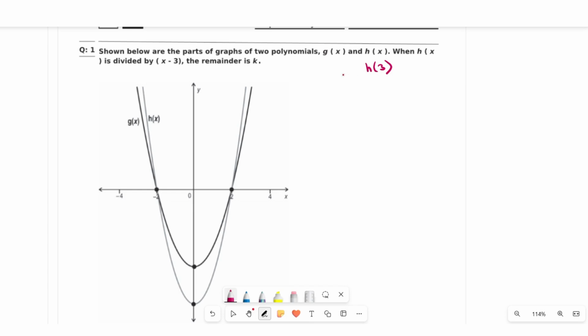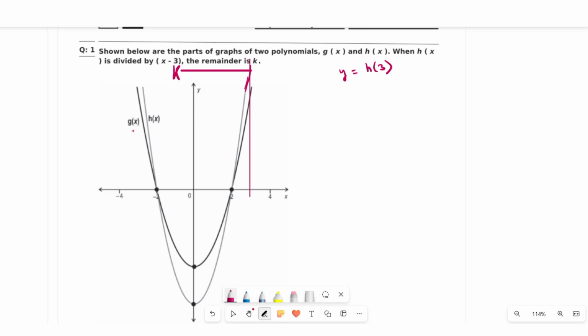Now what is h(3)? It is basically the y coordinate. So if I consider 3 somewhere between 2 and 4, let's say this is the middle point. This is just an assumption, obviously not exact. I take a perpendicular and I see it intersects g(x), the darker line, at this point. And it will intersect h(x) somewhere up, somewhere over here. So my k, that is the remainder, is somewhere over here, that is wherever this line meets the y-axis, right?